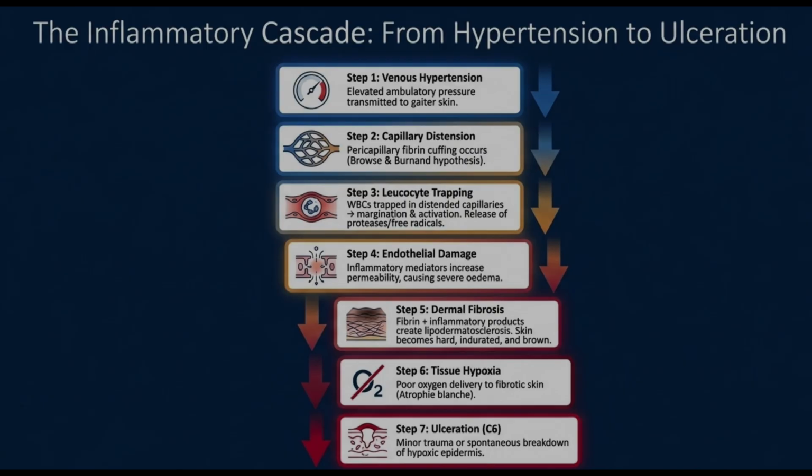In dermal fibrosis, the fibrin and the inflammatory products create lipodermatosclerosis. Skin becomes hard, indurated, and brown. In tissue hypoxia, poor oxygen delivery to fibrotic skin causes atrophie blanche, and in ulceration, minor trauma or the spontaneous breakdown of the hypoxic epidermis occurs, leading to ulceration.